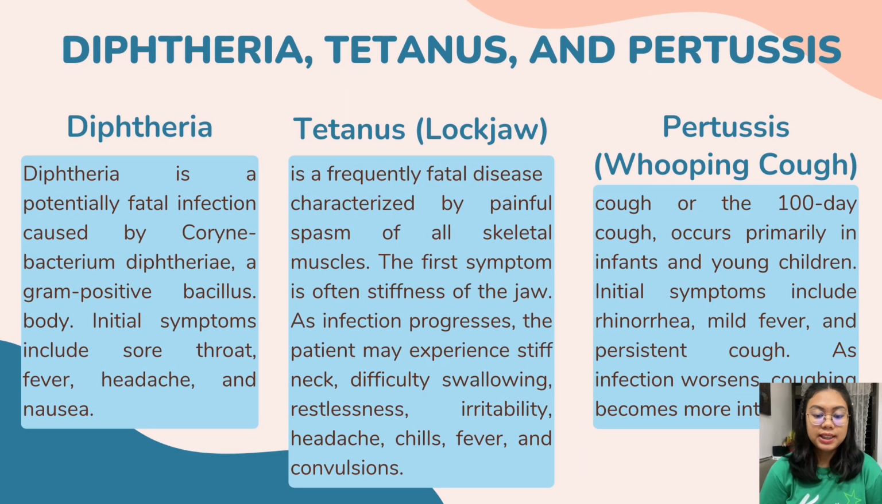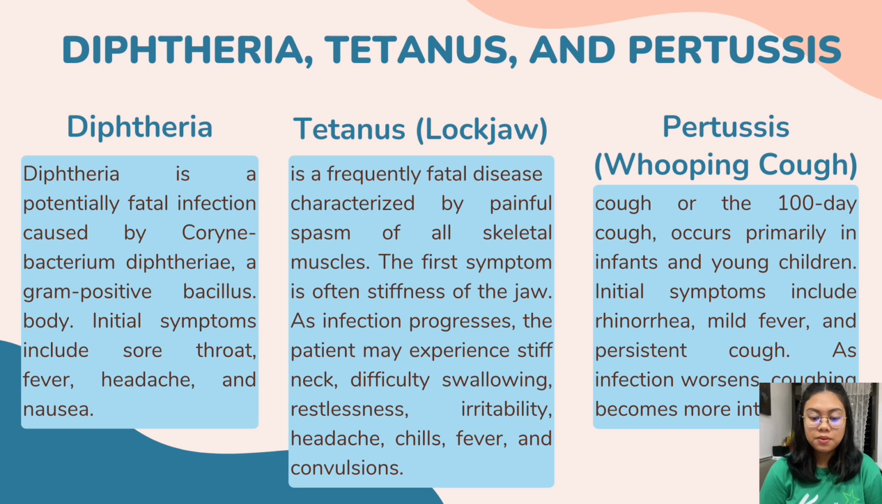Next is diphtheria, tetanus, and pertussis. Diphtheria is a potentially fatal infection caused by Corynebacterium diphtheriae, a gram-positive bacillus. Initial symptoms include sore throat, fever, headache, and nausea. Tetanus or lockjaw is a frequently fatal disease characterized by painful spasm of all skeletal muscles. The first symptom is often stiffness of the jaw. As infection progresses, the patient may experience stiff neck, difficulty swallowing, restlessness, irritability, headache, chills, fever, and convulsions.